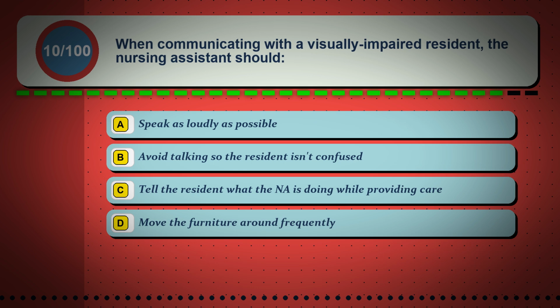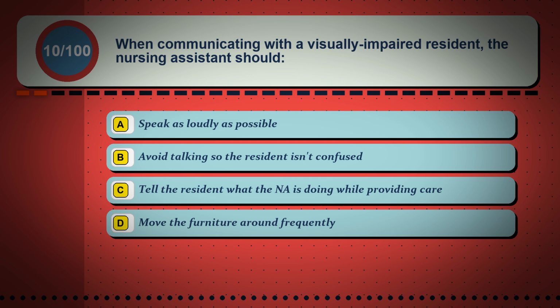Question 10. When communicating with a visually impaired resident, the nursing assistant should: Option A, speak as loudly as possible. Option B, avoid talking so the resident isn't confused. Option C, tell the resident what the NA is doing while providing care. Option D, move the furniture around frequently.